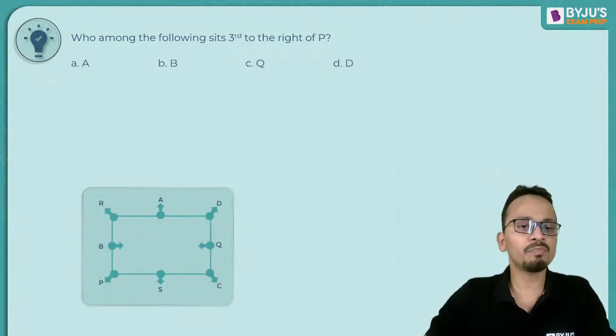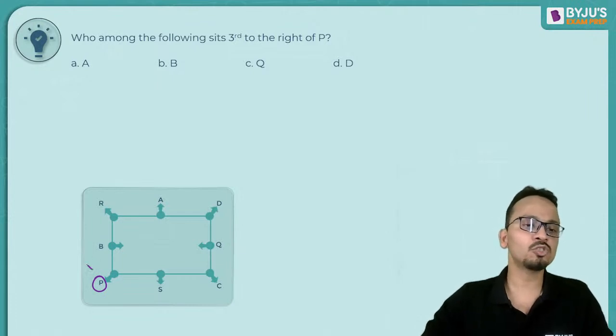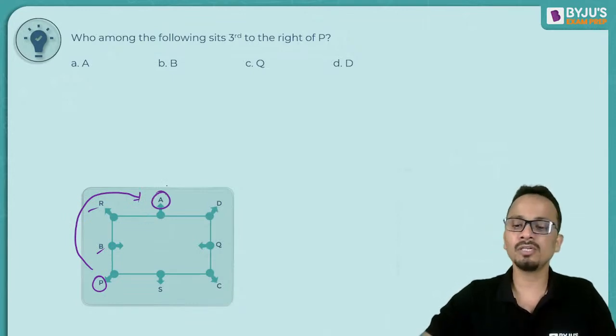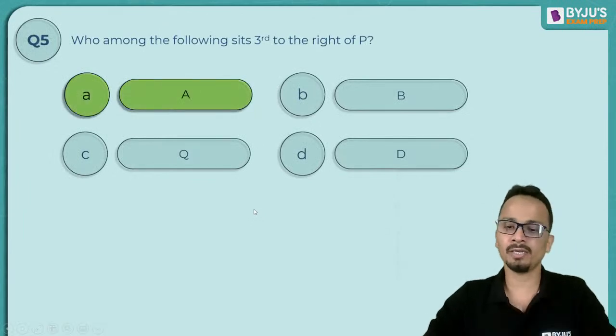Okay, so who among the following sits third to the right of P? Now, third to the right of P, P is sitting here. P is facing outside, so right direction will be this. So first, second, and third. So A is sitting third to the right of P. So the correct answer will be option A.